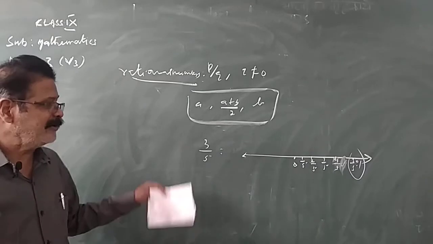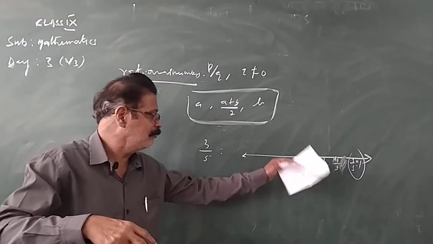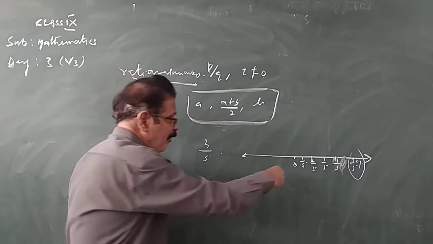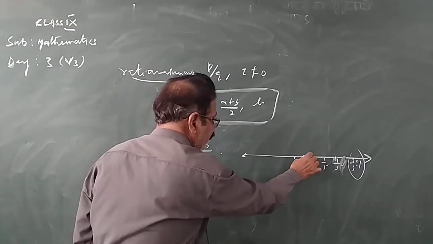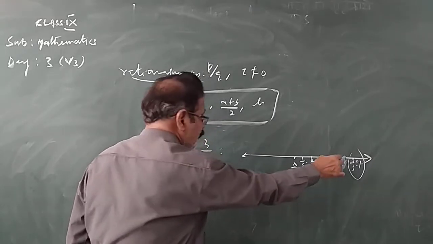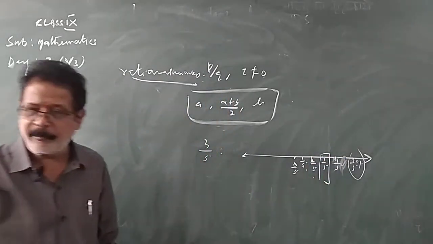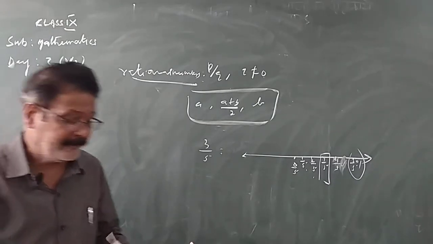So how to represent 3 by 5 on a number line like this, starting from 0? Each part is divided into 5 equal parts: 0 by 5, 1 by 5, 2 by 5, 3 by 5. What we require is 3 by 5. Like this, you can represent it on the number line.